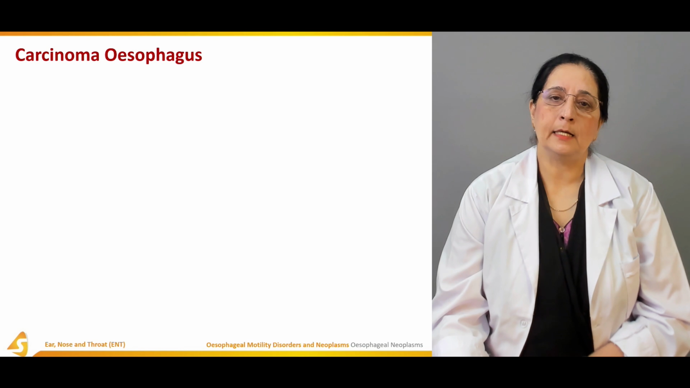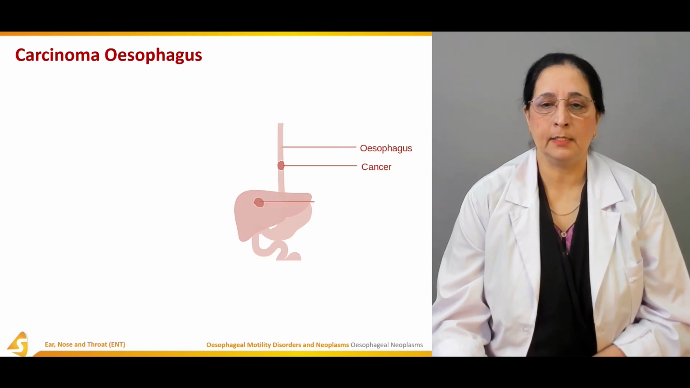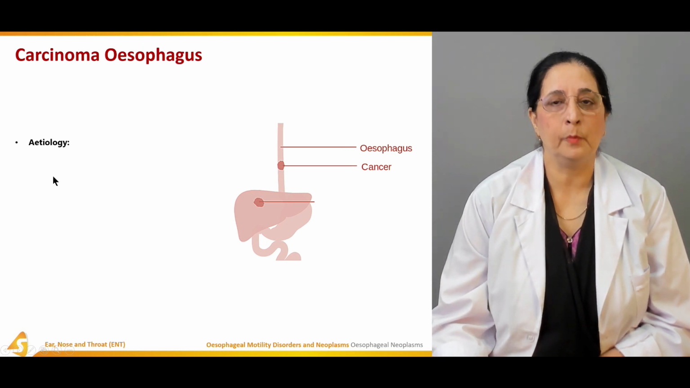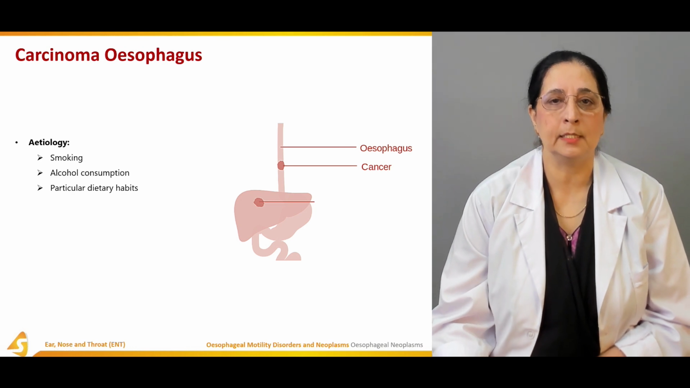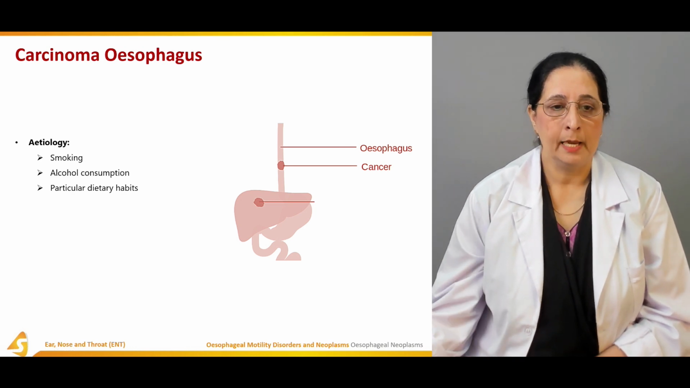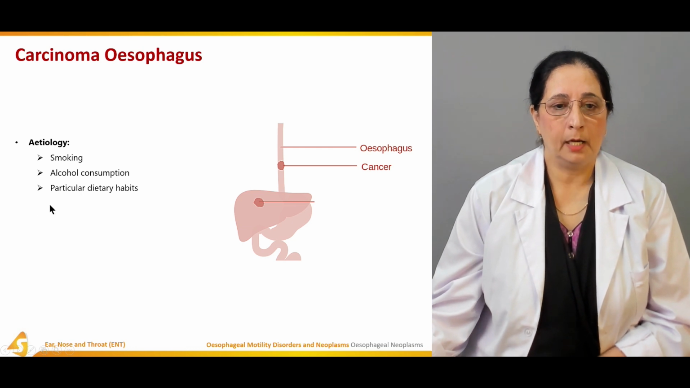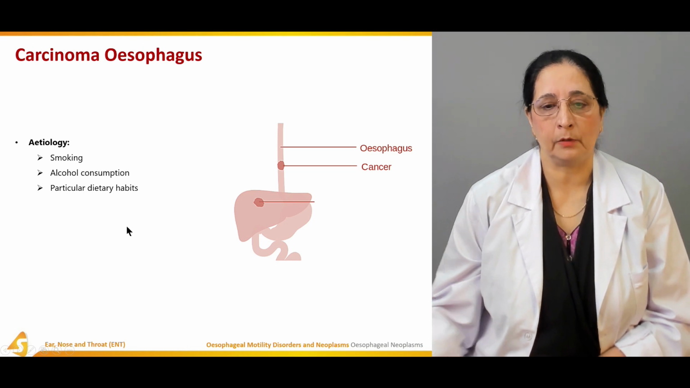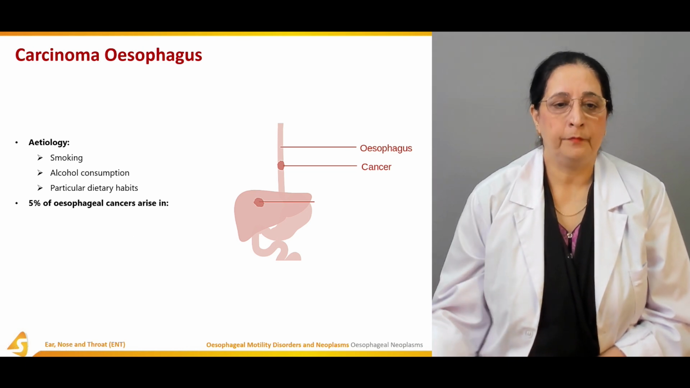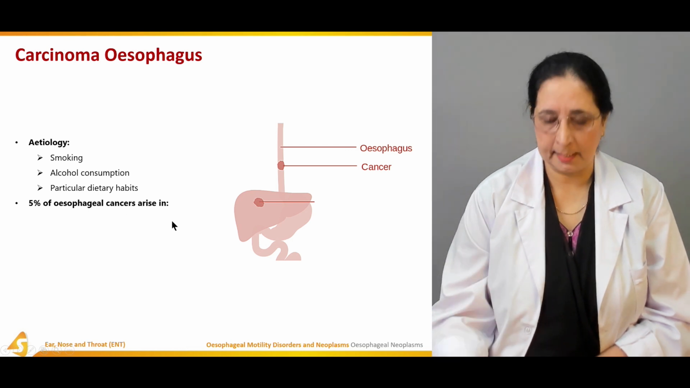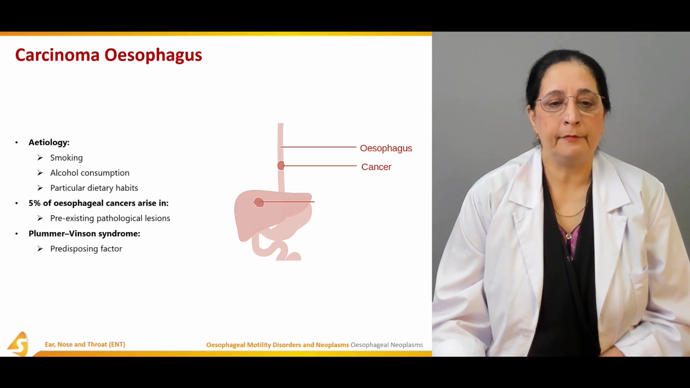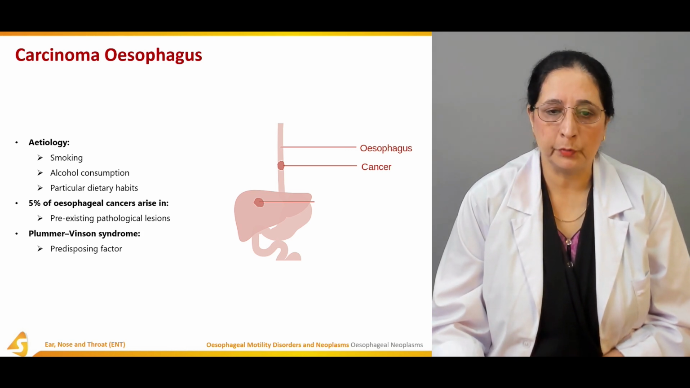Next, carcinoma of the esophagus. This is the esophagus, that's the cancer of the esophagus. So causes of the carcinoma: smoking is a very common cause, alcohol consumption, and particular dietary habits can also cause esophageal carcinoma. 5% arise in pre-existing pathological lesions. Plummer-Vinson syndrome is a predisposing factor.